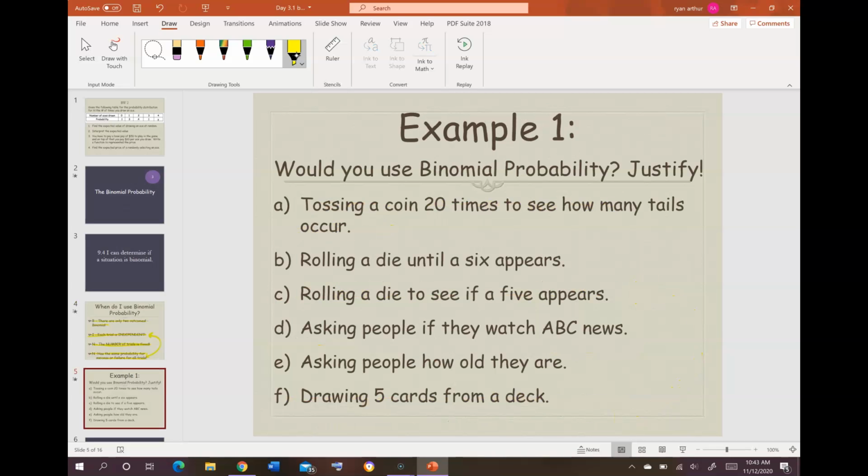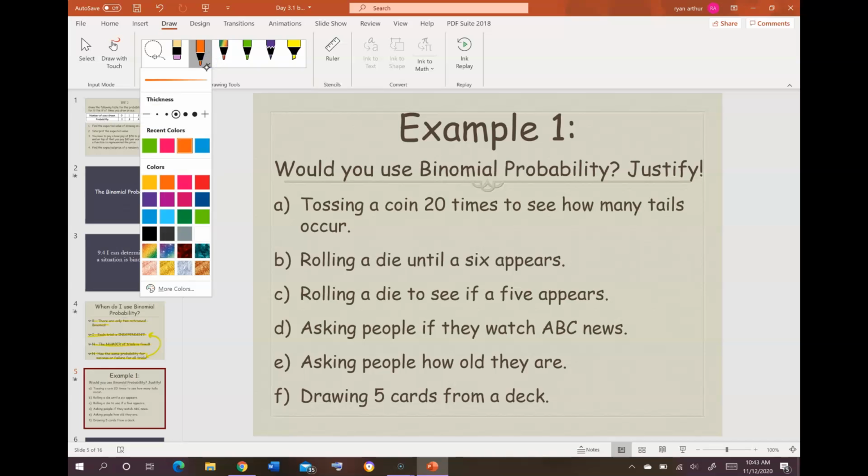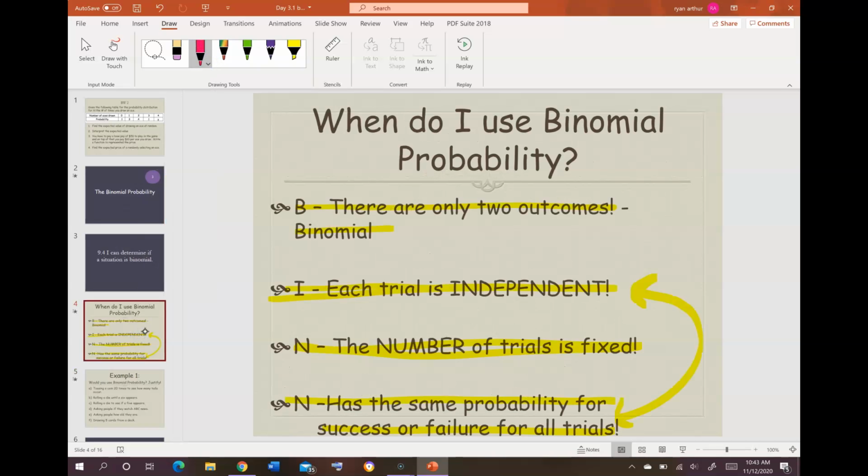All right, so we're going to do some examples. This is a really short video, okay? So we want to know if it is binomial, and it has to pass all 4 of these. If you say no for one, it's not binomial, okay?